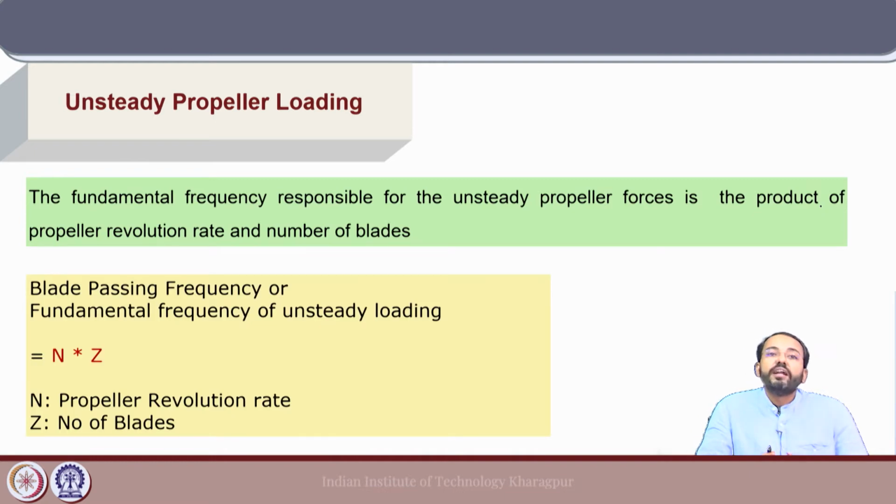Now, what is the fundamental frequency which is responsible for these unsteady propeller forces? It is the product of the propeller revolution rate and the number of blades. This is also called the blade passing frequency. So, if n is the propeller RPM and z is the number of blades, the blade passing frequency is given by n multiplied by z, and this frequency governs the unsteady propeller forces in a major way for the propellers. Also, there are higher harmonics of these frequencies for the propeller unsteady forces.